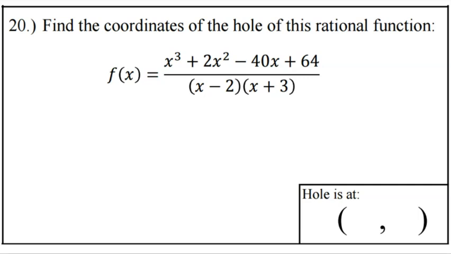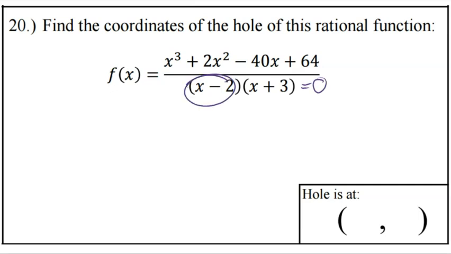Now the way we find the coordinates of a hole is we find the zeros of the denominator, okay? And then we plug the zeros of the denominator into the numerator and find out if it makes it equal 0. So if a number makes the denominator equal 0 and it makes the numerator equal 0, that means that it's a hole, okay? So let's find the zeros of the denominator.